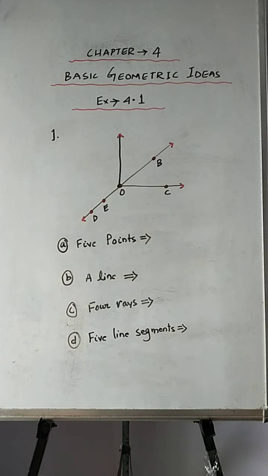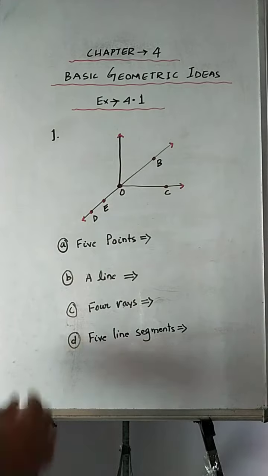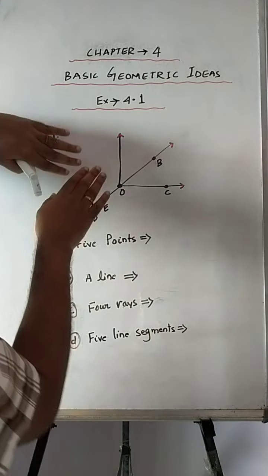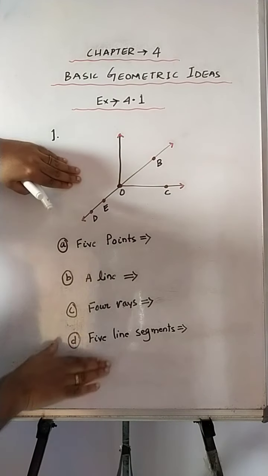Students, from today onwards, we'll start exercise 4.1 of chapter 4, basic geometric ideas. So we'll start with question number 1. Very, very easy questions. At the same time, it is very, very important also. You can see that a figure is given in question number 1. Regarding this figure, you have to answer all these questions.